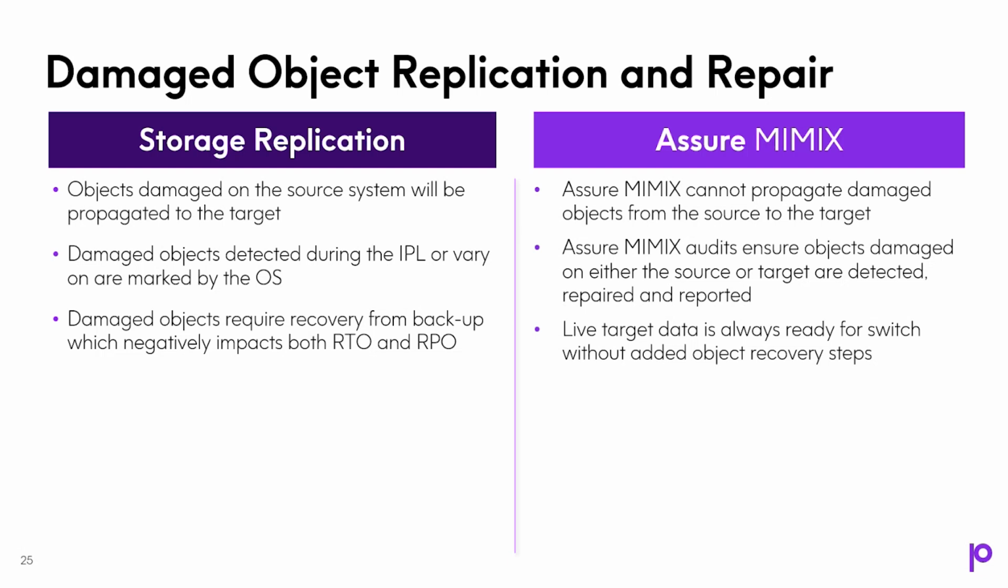So also Mimics audits will ensure that objects damaged on either the source or the target are detected. And we have had many cases where Mimics has detected damage on the source that the user didn't even know about. And so then we would tell them, hey, you've got a damaged object on the source. And they said, well, we didn't even know that. So thank you for pointing that out. And then they would fix it by deleting it and going back to tape or recreating the object in some way. So with this, live target data is always ready for switch without added recovery steps.